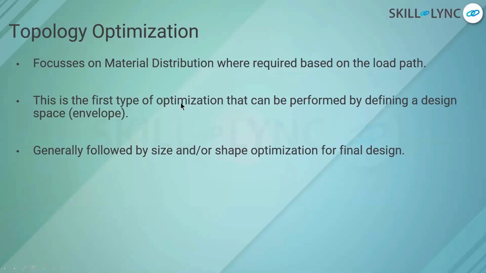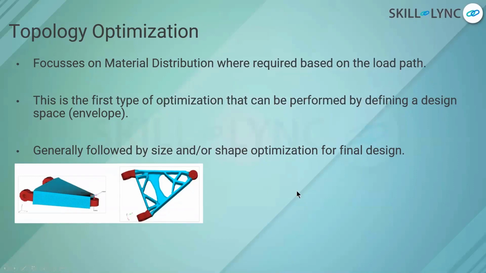And generally, when we are doing a design, this is the first type of optimization we do. And it is generally followed by other optimizations. We'll look at an example later on as to what I mean by preliminary and final topological overall optimizations.